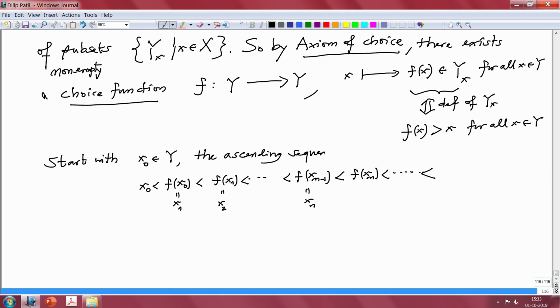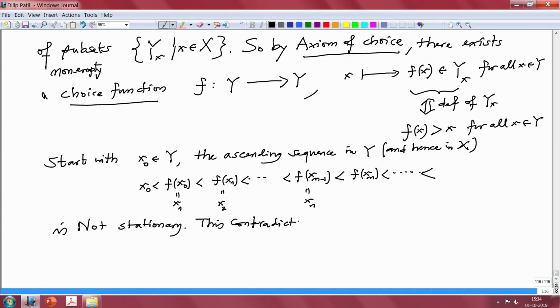Then starting with the sequence, the ascending sequence in Y, and hence in X this sequence is not stationary. This contradicts the assumption 2. So, that proves the lemma.